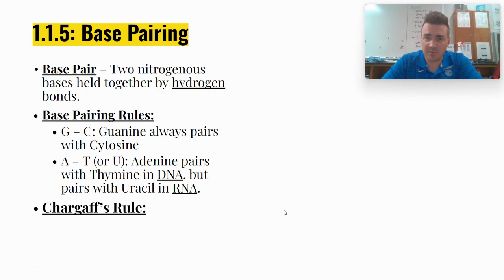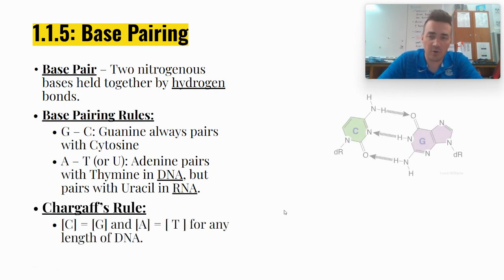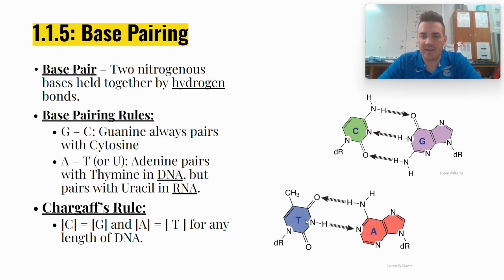And this whole principle, the base pairing rules, were discovered by a scientist named Erwin Chargaff, and they're known as Chargaff's rules. And they say that for every C, for whatever amount of cytosine you have, you're going to have that same amount of guanine in any DNA sample, right? And the same is true for adenine and thymine. And this principle was really important in the discovery of the structure of DNA.